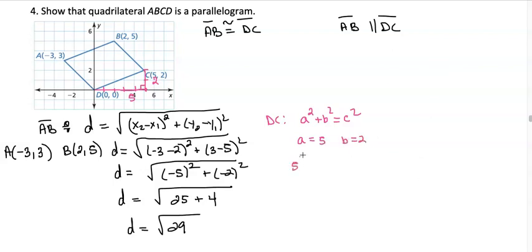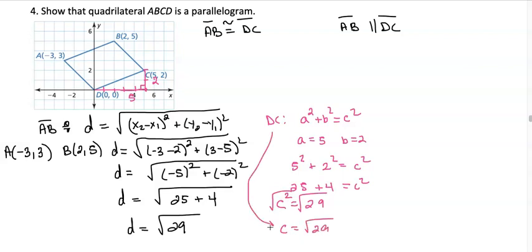So when I do this, I get 5 squared plus 2 squared equals c squared. 25 plus 4 equals c squared. 29 is equal to c squared. Square root both sides, c is equal to the square root of 29. And remember, c represents the side DC, and AB is the other. So this is the square root of 29, and this is the square root of 29. So far, check. They're both the same.